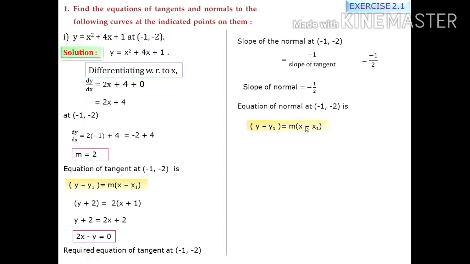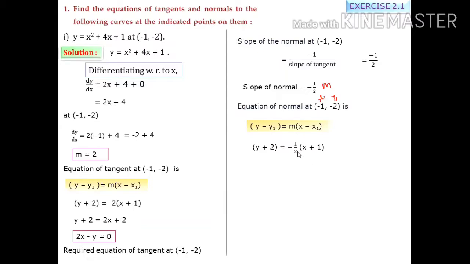Now the last step, applying the equation of the normal at this point (-1, -2) using the formula y minus y1 equal to m times (x minus x1), where this m represents the slope of the normal, that is m equal to minus 1 by 2, and the point x1, y1 is (-1, -2). Substitute the values: slope m is minus 1 by 2, x1 coordinate minus 1, y1 value minus 2.